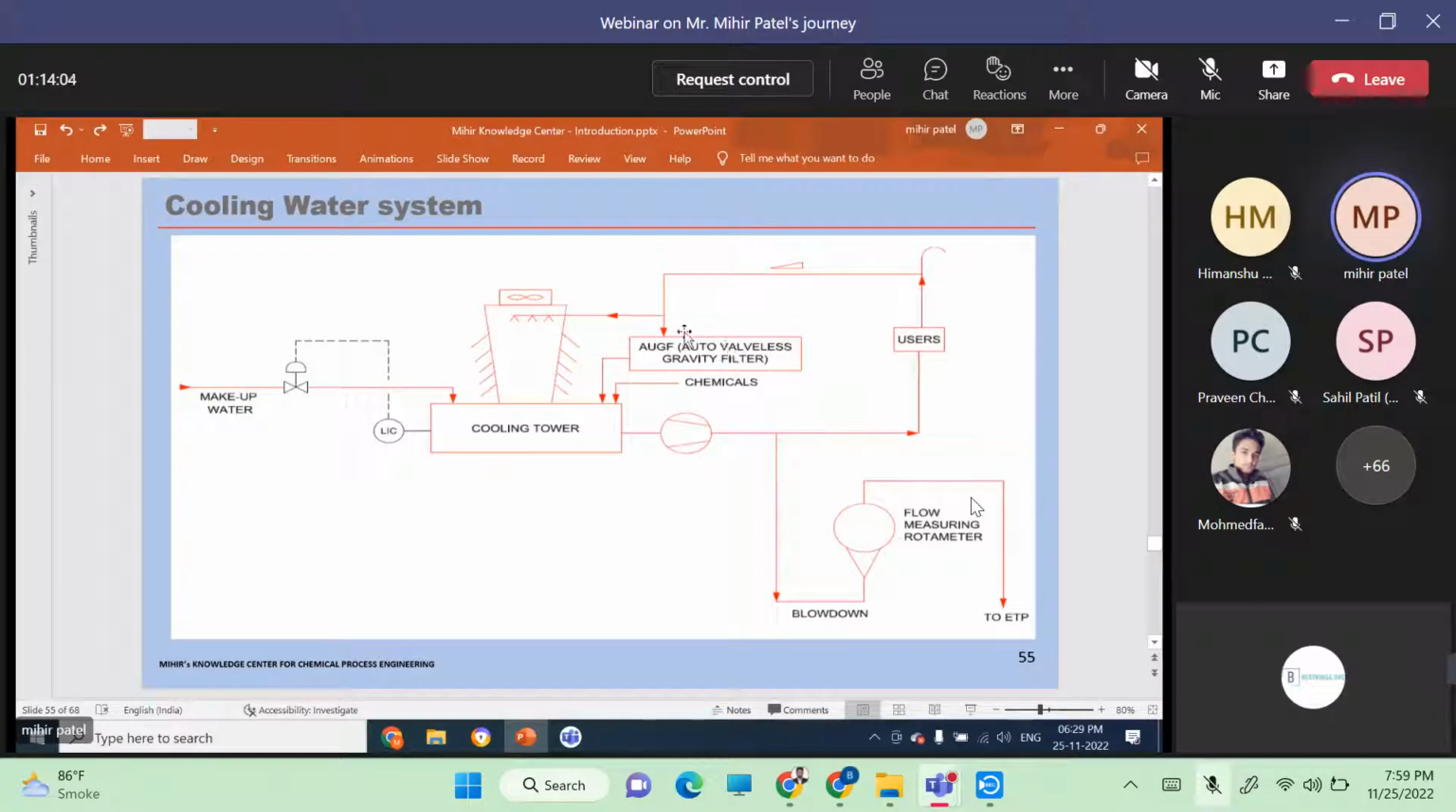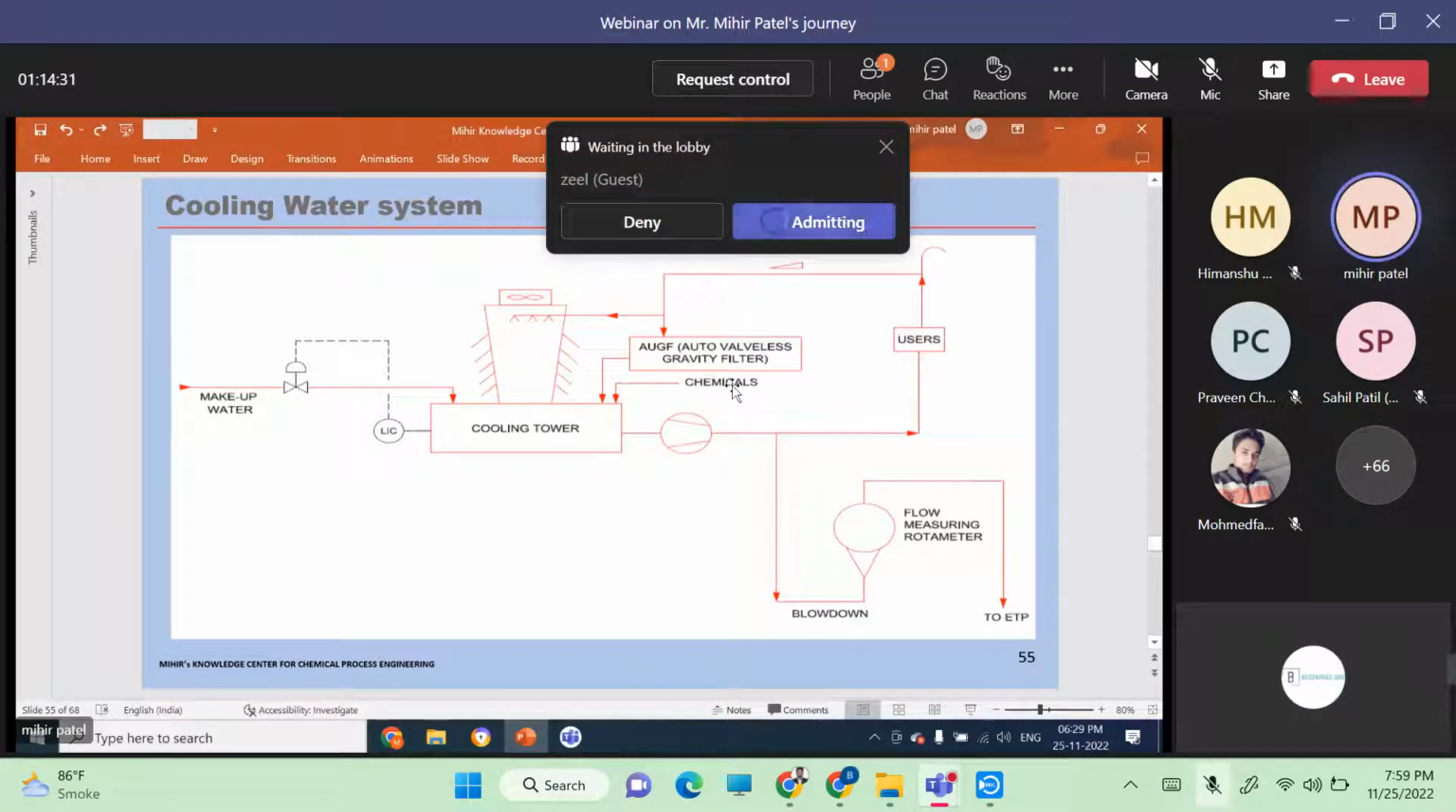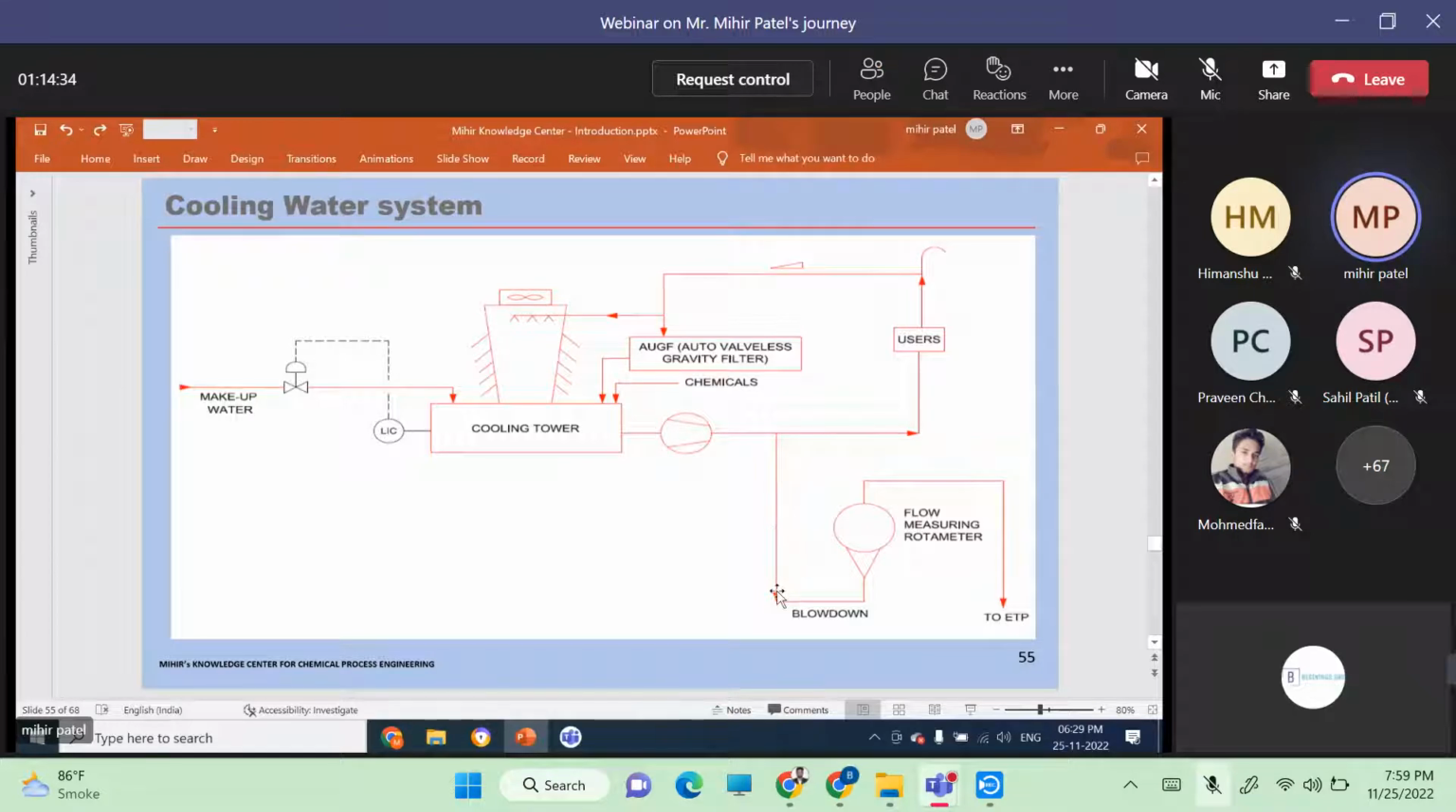Roughly around 4% of this circulating water is passed through the AVGF, as it is called. AVGF basically doesn't need any operating cost. OPEX is not there. You can also install a pressure sand filter on the discharge of the pump and take the water back to the cooling tower. But then your pumping energy is wasted in that PSF. That's why people nowadays prefer the auto valveless gravity filter. This is a typical cooling water circuit. A slight purge, the blowdown, is kept depending on the cycles of concentration, back to the ETP.